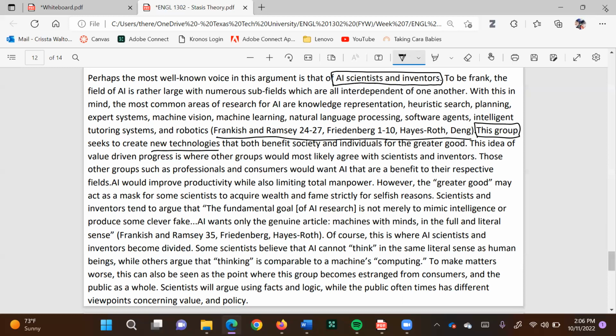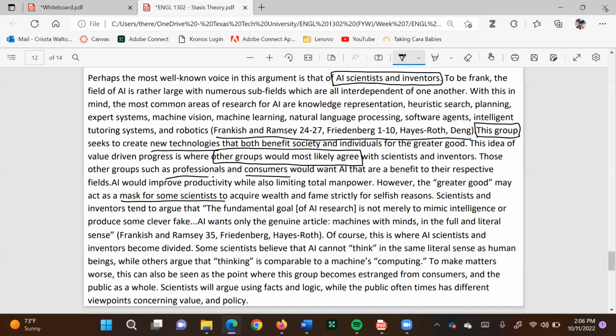This idea of value-driven progress is where other groups would most likely agree with scientists and inventors. So the other groups would agree. We're talking levels of stasis here. Those other groups, such as professionals and consumers, would want AI that are a benefit to their respective fields. AI would improve productivity while also limiting total manpower. However, the greater good may act as a mask for some scientists to acquire wealth and fame strictly for selfish reasons. Scientists and inventors tend to argue that the fundamental goal of AI research is not merely to mimic intelligence or produce some clever fake. AI wants only the genuine article, machines with minds in the full and literal sense.